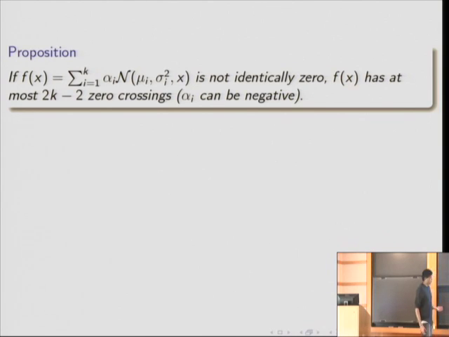And in fact, to do this, we're going to prove a more general proposition. Suppose I have f of x, which is now a linear combination of k Gaussians. So it's a linear combination because these coefficients alpha sub i are allowed to be positive or negative. And I want to prove that if f of x is not identically 0, then it crosses the 0 axis at most 2k minus 2 times.